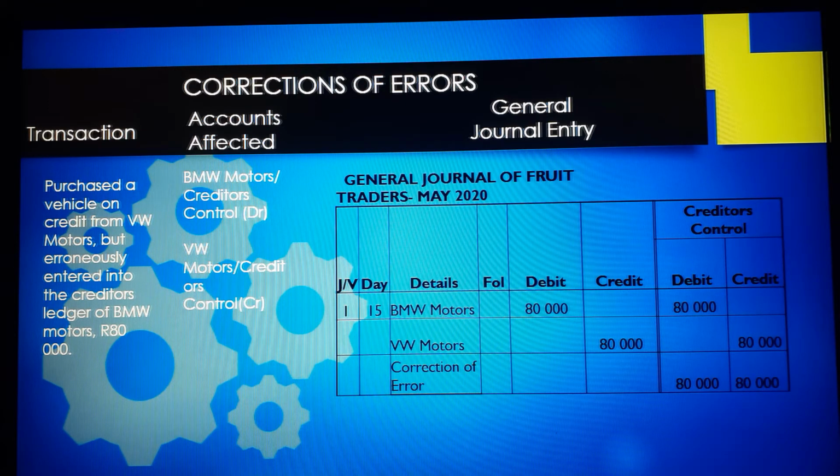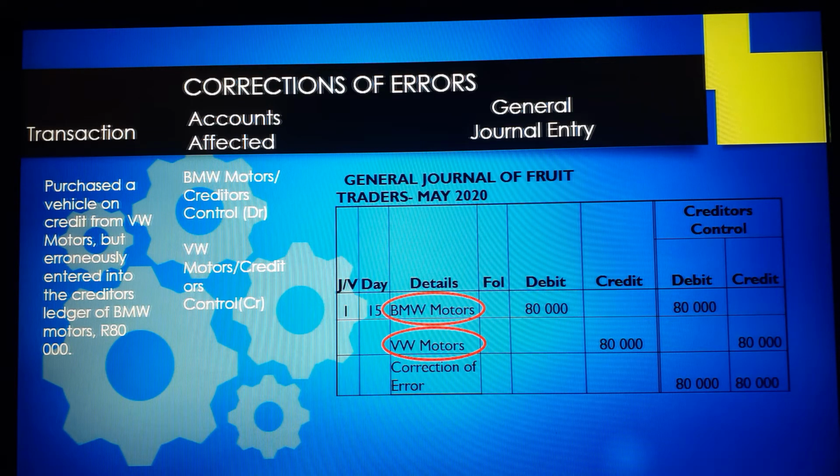So how do we reverse a transaction for a creditor? We need to take away the amount from BMW Motors. So we therefore debit BMW Motors creditor's control. And we now need to add it to VW Motors. So we will now credit VW Motors, which will affect creditor's control. So if we look at our general journal, our debit account is always written first, and then we have our VW Motors, which is credited.